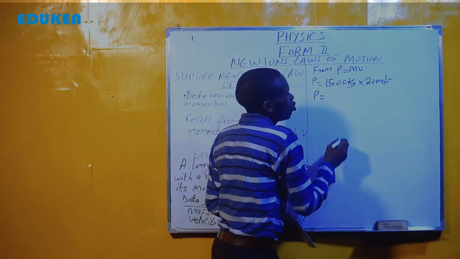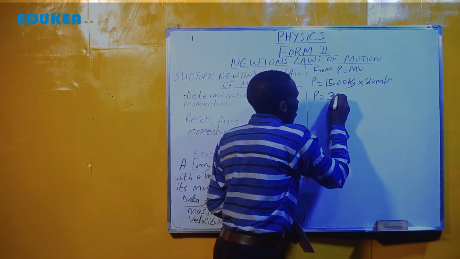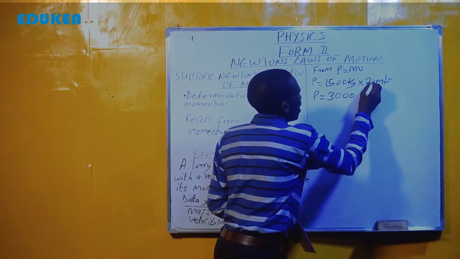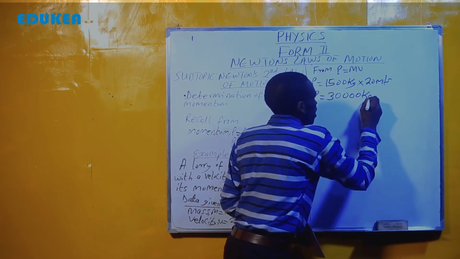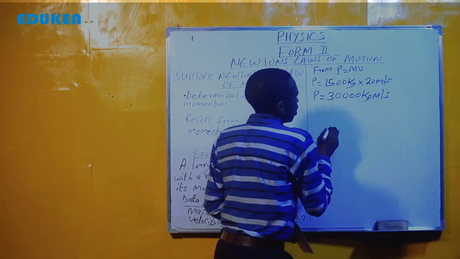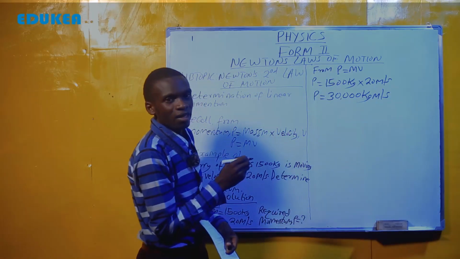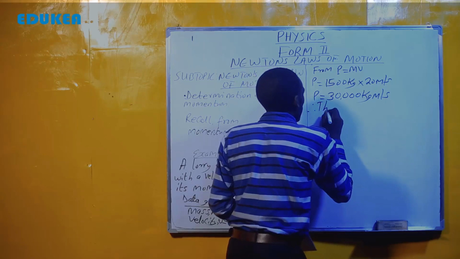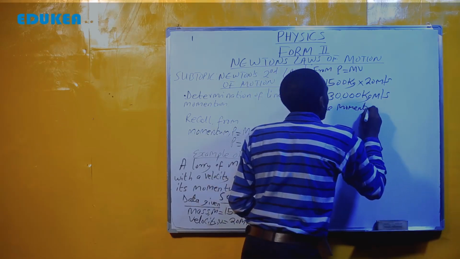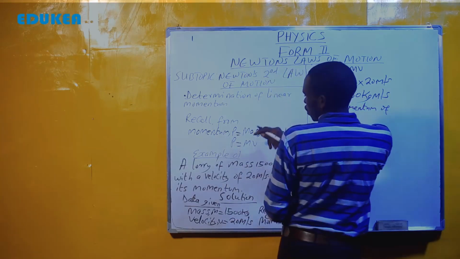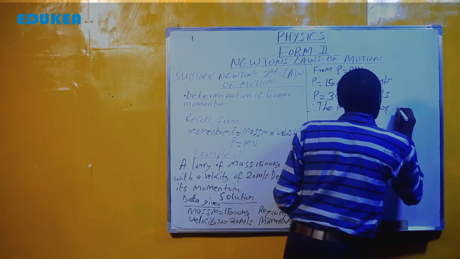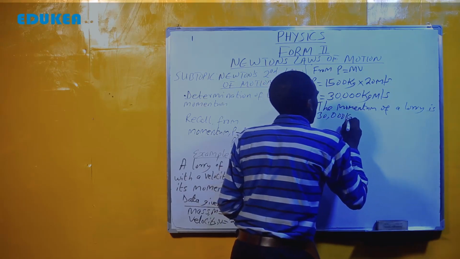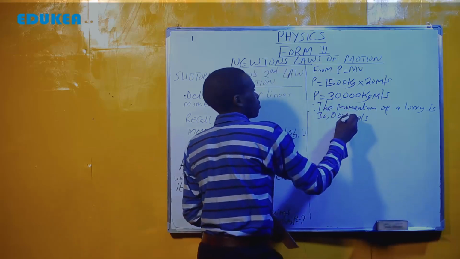Take 15 times 2, you get 30. Then add these two zeros and this one zero, and the unit kilogram meter per second. So we get 30,000 kilogram meter per second. We conclude, therefore, that the momentum of the lorry is 30,000 kilogram meter per second. So this is how you can perform this calculation.